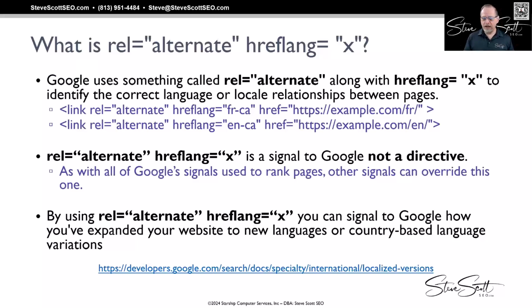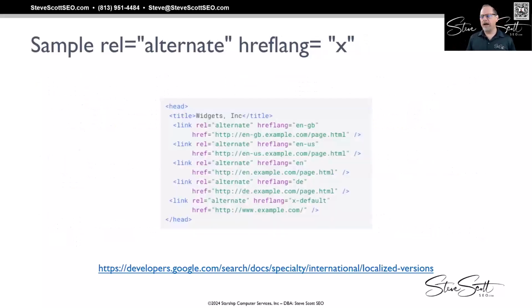But by using this rel alternate hreflang tag, you signal to Google how you've expanded your website to new languages and/or country-based language variations. That's what we're going to talk about today.